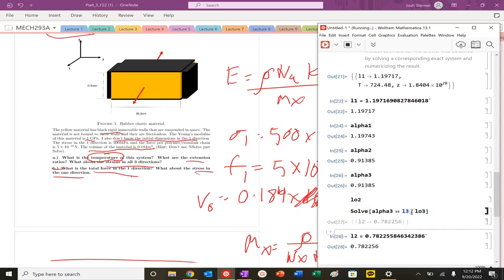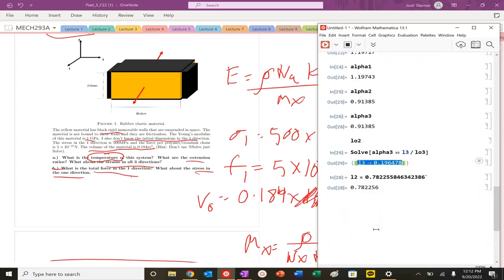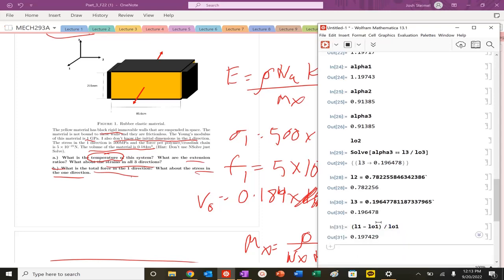There we go. I could do the same thing for alpha 3. Find L, the final distance, final length, excuse me. I could find L3 here, set it equal. L2, L3, we've got it. In case I were to ever ask for the strain, maybe that might be a problem. Actually, I do ask for the strain here.